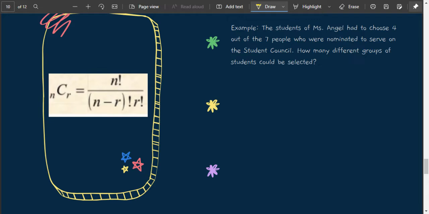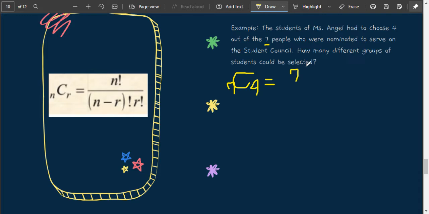Example, the students of Miss Angel had to choose 4 out of the 7 people who were nominated to serve on the student council. How many different groups of students could be selected? So, ang tanong dito, yung mga estudyante daw ni Ma'am Angel ay kailangan mamili ng out of the 7 people. So, ibig sabihin, ano mas mataas na number dyan, consider nyo as n. So, that will become 7C4.